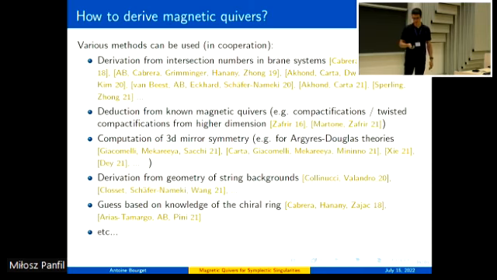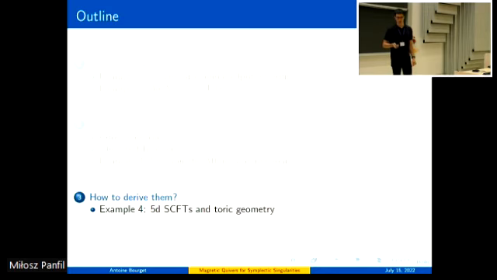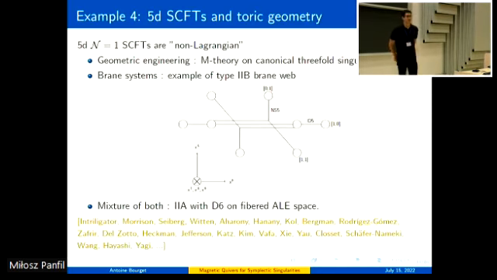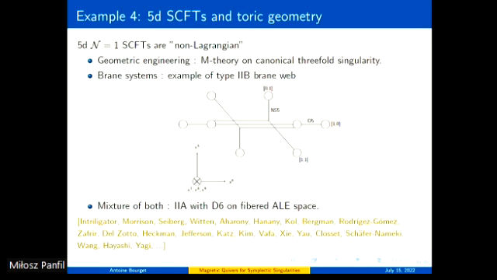Okay, so I can't describe all of this, and I will focus on one particular method, which is 5D SCFTs, and the link with toric geometry. So 5D SCFTs, well, they were discussed actually yesterday in Hyun's talk, so I don't have to introduce too much. They are very interesting from the physical perspective and from the Higgs branch perspective because they are non-Lagrangian. So it's a big problem. How do you describe the Higgs branch of such theories?